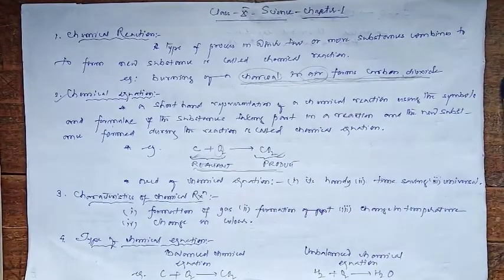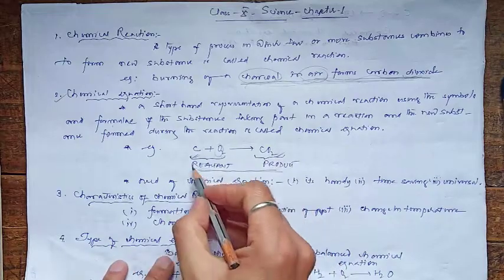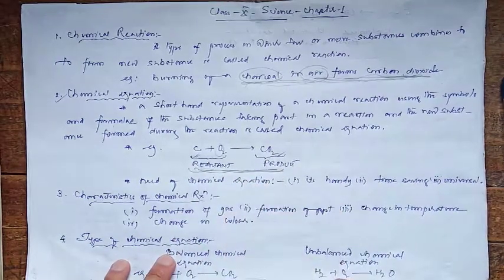So if any chemical reaction is given to us and we are asked to express it in the shortest possible way, the best way is to express that chemical reaction in the form of a chemical equation. And this is what a chemical equation is.